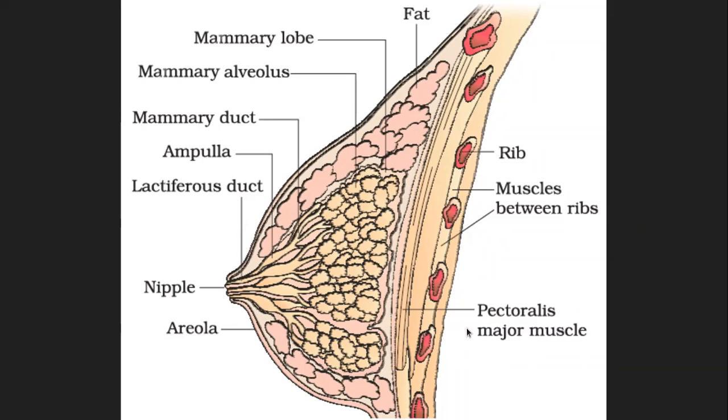So it's again something similar. In one compartment you have all these tube-like structures, which at the end have alveoli. And at the back side you have ribs to support the muscles, the intercostal muscles between the ribs, and the pectoralis major muscle. This is like a continuation of the abdominal muscle. So these are the different structures on the back side as well as throughout the mammary gland.